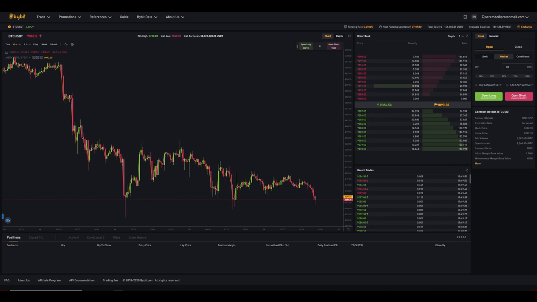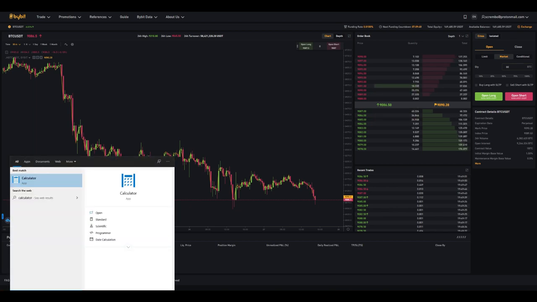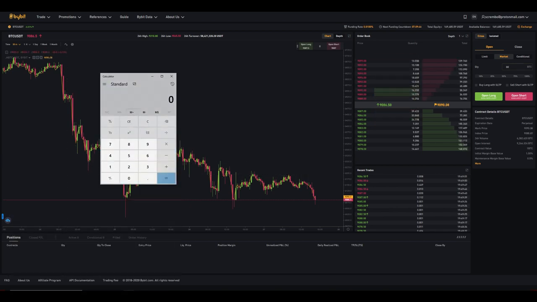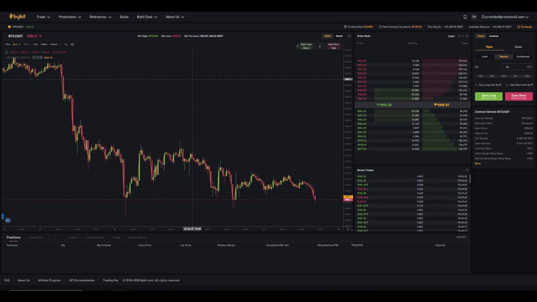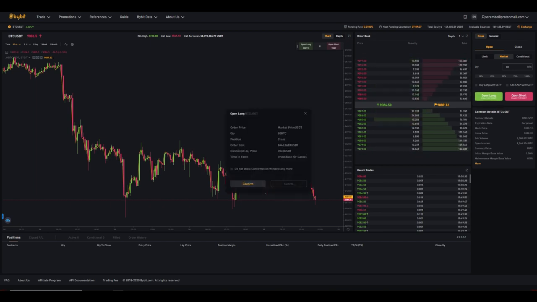For example, if I open the calculator and we see how much that is, 80 multiplied by the current value, 9,086, comes down to a $726,000 position for my trade. So we're going to open this as fast as possible on a market order, 80 Bitcoins, open long.